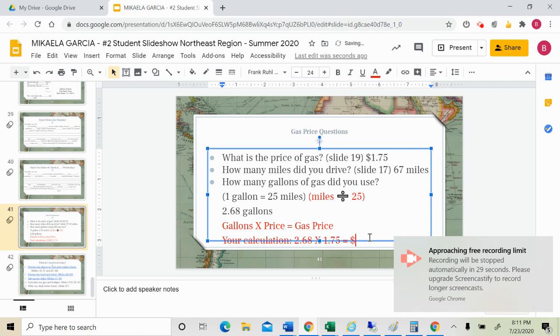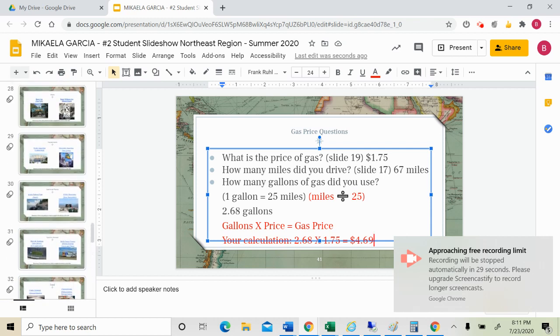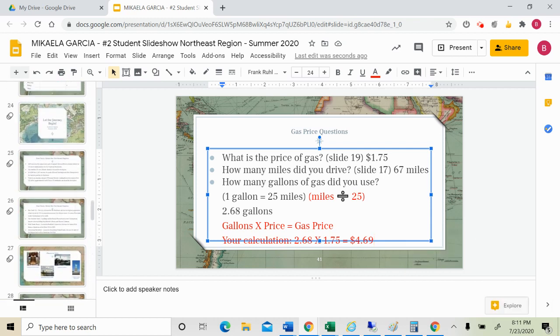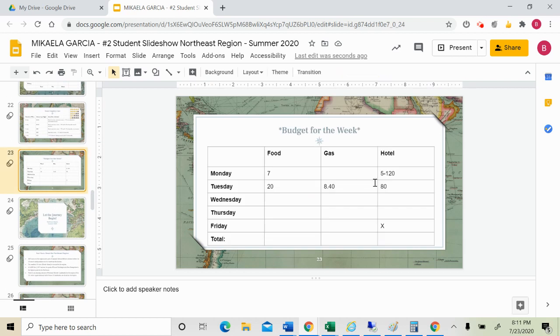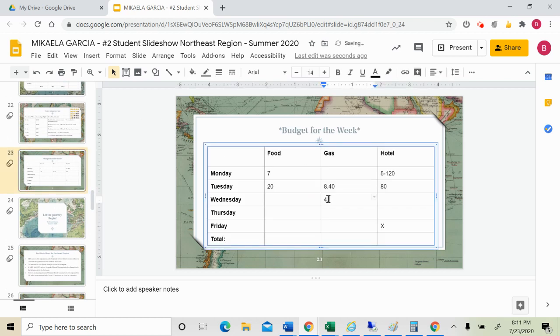So $4.69 for the day. Then you'd go back and you would just put that on slide 23 where it asks you for your gas price. And that is how you calculate your gas. Make sure you fill it in with your own numbers.